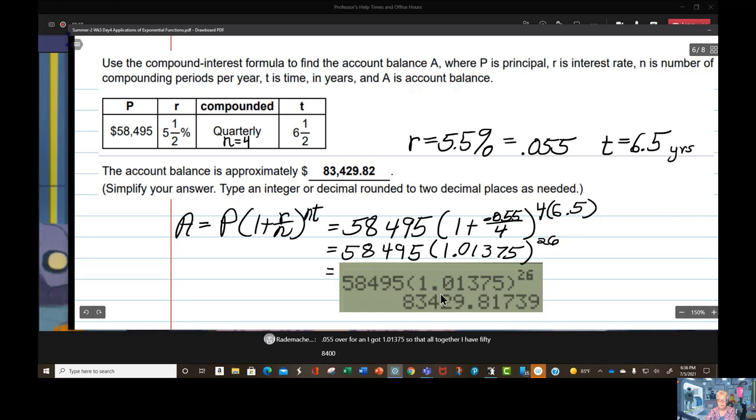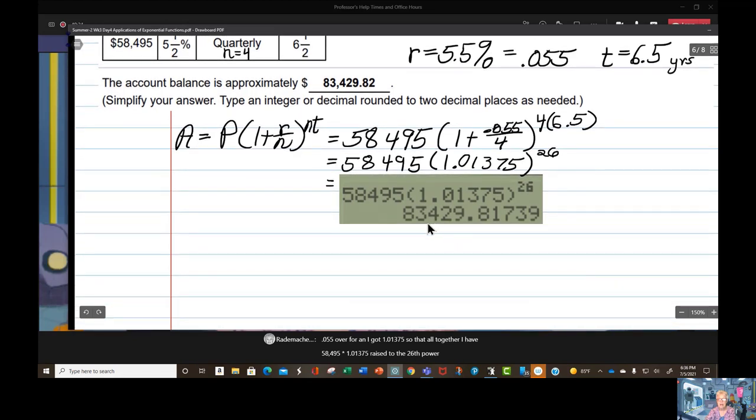So that altogether, I have 58,495 times 1.01375 raised to the 26th power, which gives me $83,429.82. Because the 7 rounds the 1 up to a 2. And then I drop those off. You'll notice that here it tells you the decimal is rounded to 2 decimal places rather than cents. You never know what they're going to ask you.